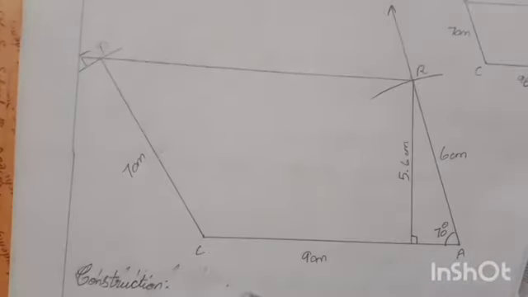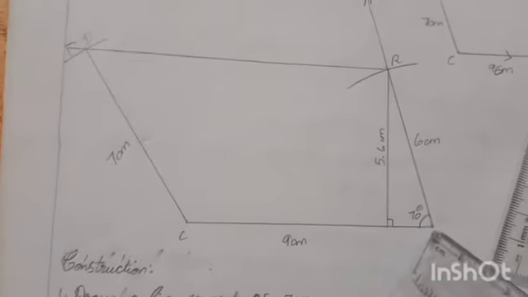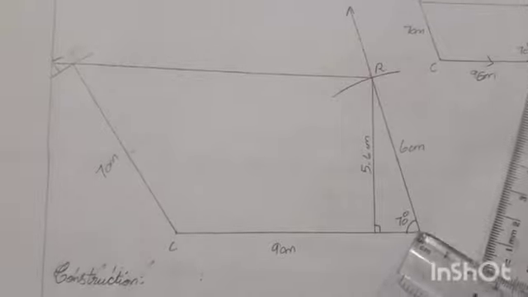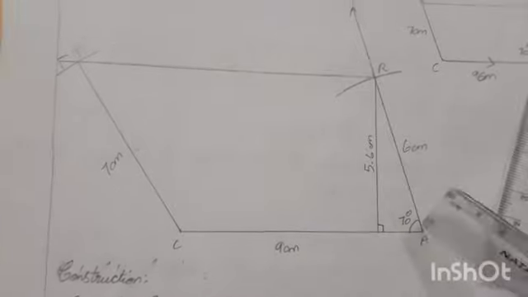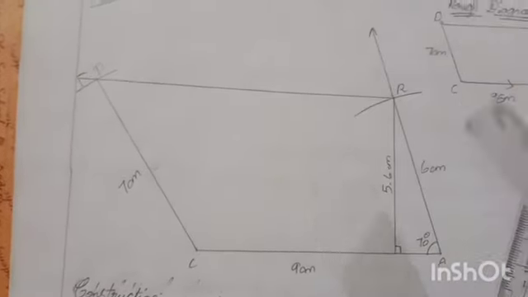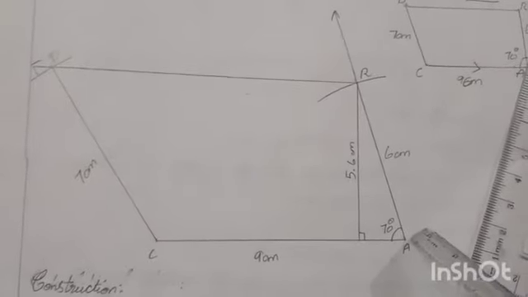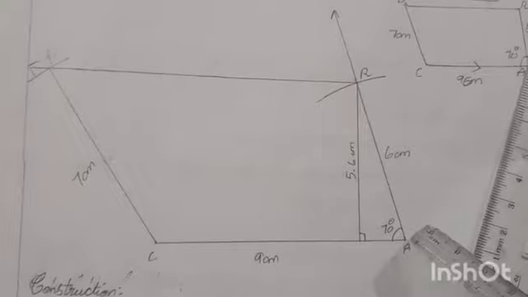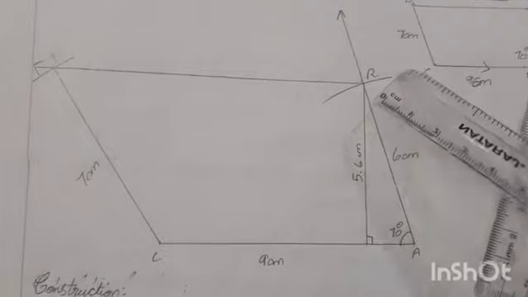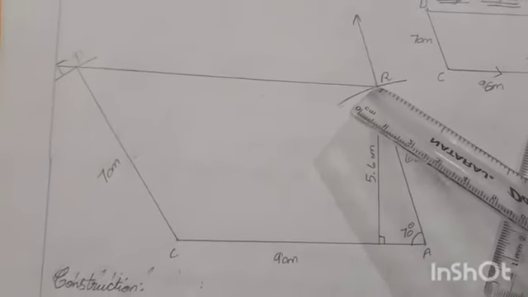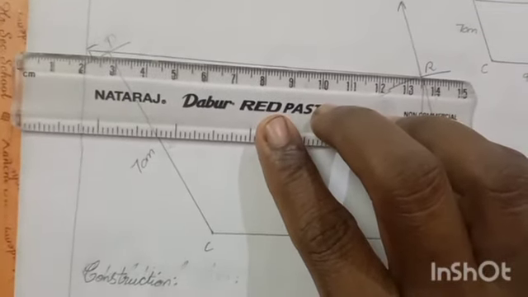Are you clear how to construct? Draw a line segment CA, then measure angle A equal to 70 degrees. Through this 70 degree point, draw one ray. Then the measurement is given AR equal to 6 centimeters. With the help of a ruler, measure 6 centimeters, and with the help of a compass, draw the arc. Then using this intersecting point, draw one parallel line without measurement.